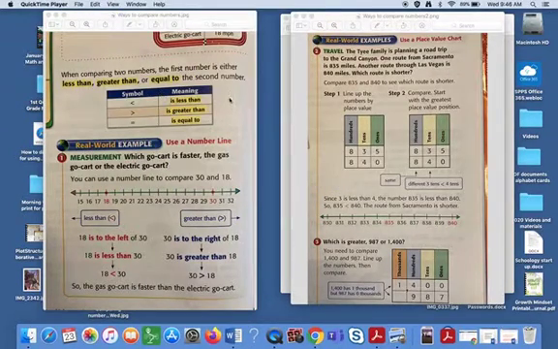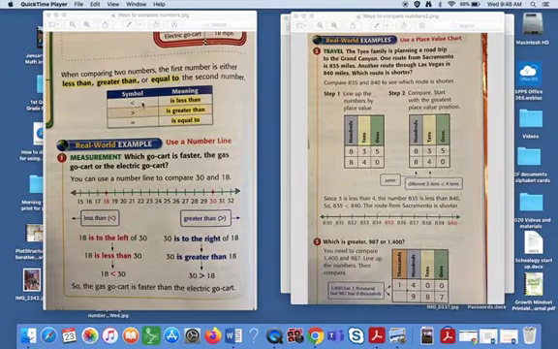So the first thing we're going to do is look at the symbols that we use when we compare numbers, and then we're going to look at a few different ways to compare numbers. So you can look right here where it says when comparing two numbers, the first number is either less than, greater than, or equal to the second number.